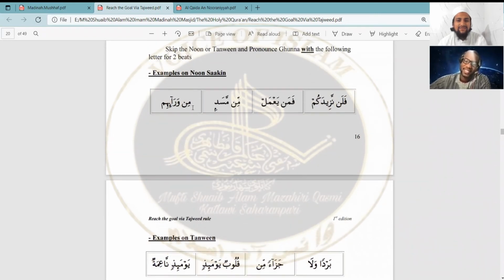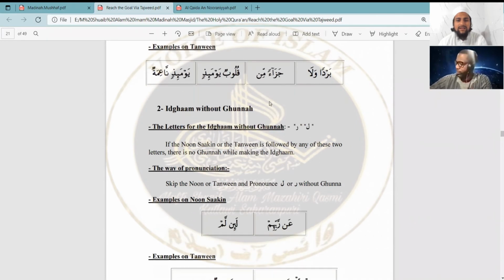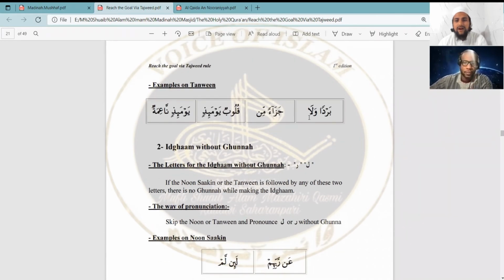Those were the examples of nun sakin, and now these are the examples of tanween. All the four: waw, then mim, then ya, then nun. Wala. You are not reading tanween. If you read tanween, it would be bardan wala.